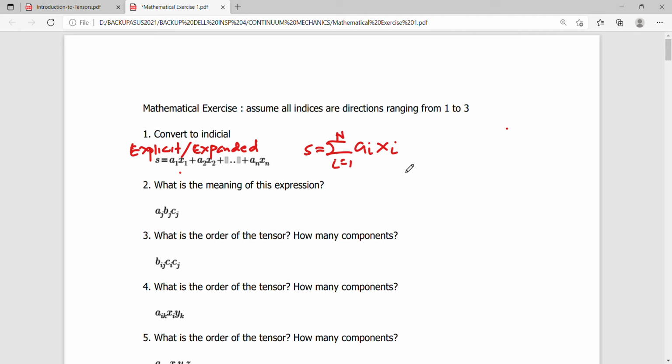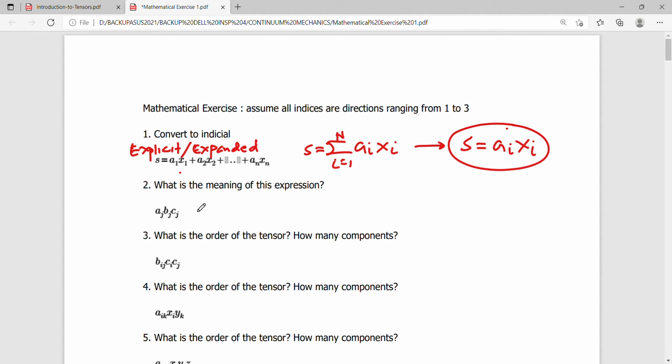But basing on index notation, we can simply drop the summation symbol and finally come up with an equation equivalent to this one. So this very compact, very short form of an equation is actually the perfect representation of this explicit notation.